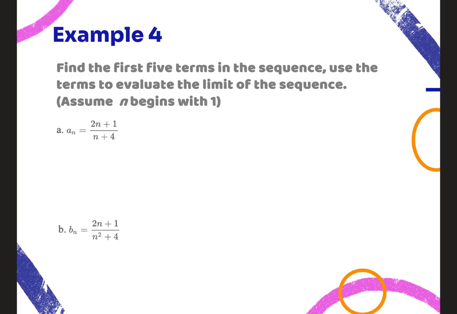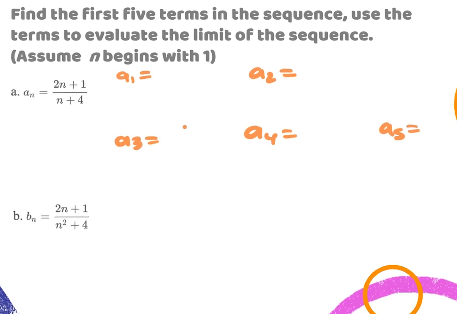All right. So we're going to find the first 5 terms in the sequence, and then we're going to use the terms to evaluate the limit of the sequence, and we're going to assume n begins with 1. We're going to do A by hand, and then we're going to do B on the calculator because I want us to look at what happens. So I'm going to find A1, A2, A3, A4, and A5. For each of them, I'm plugging that value in.